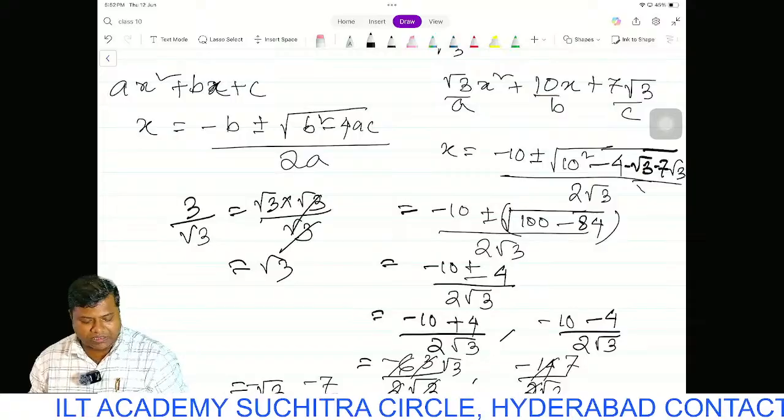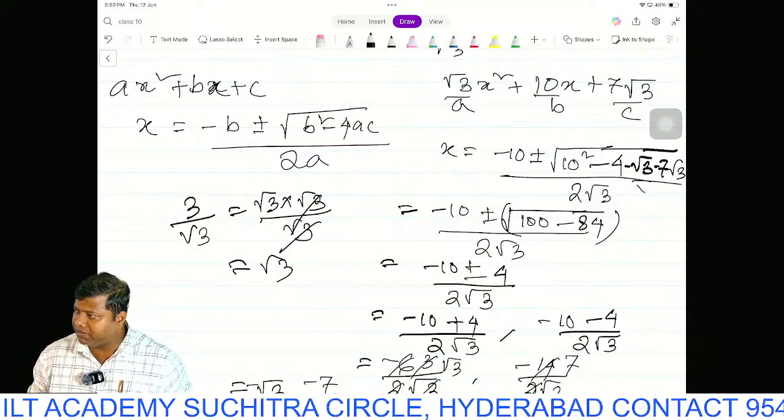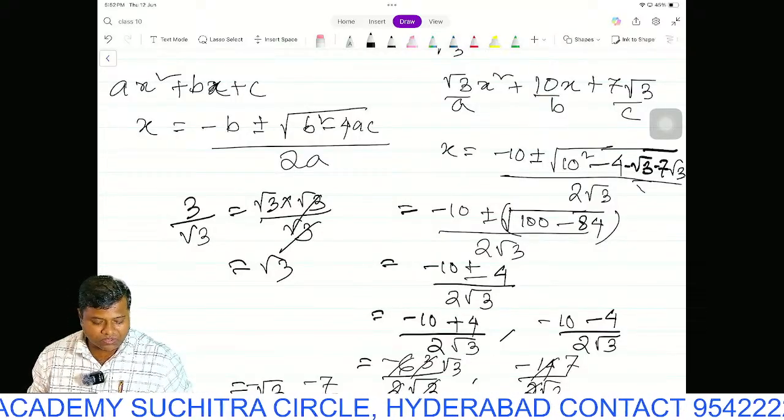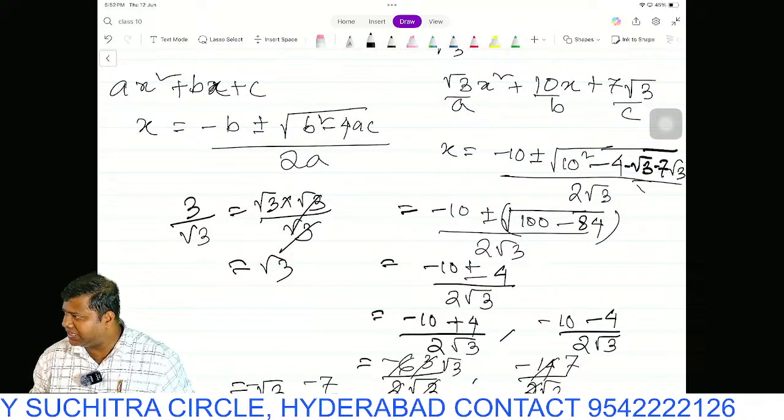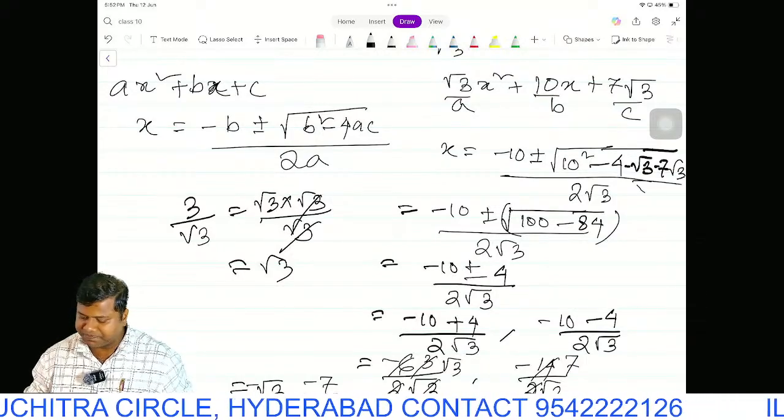Then I hope the next one can be done by you people, which is 4 root 3 x square plus 5x minus 2 root 3, right?